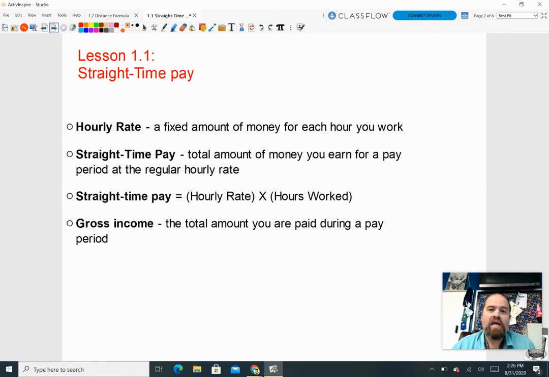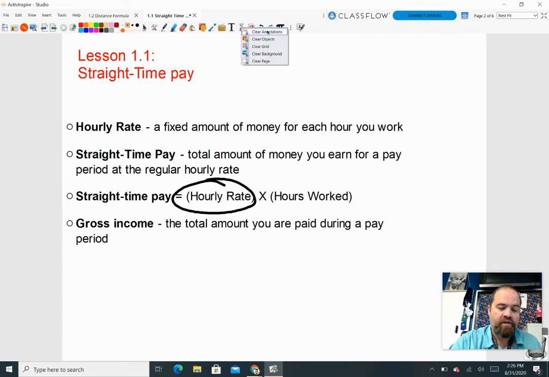Your straight time pay is how much your paycheck would be before taxes. The way straight time pay is calculated, you take that hourly rate, $8.75, $10.50, whatever you're making an hour, and you multiply it by how many hours you work. That's how your total straight time pay is going to be calculated. And your gross income is the amount that's actually on your paycheck, the amount your check is for, again, before taxes come out. If you have a steady paycheck and you kind of understand what's going on, our next unit is going to be about your net income, which is how much your paycheck is after taxes and insurance and all that other jazz is taken out.